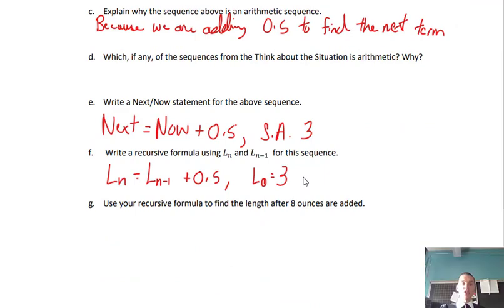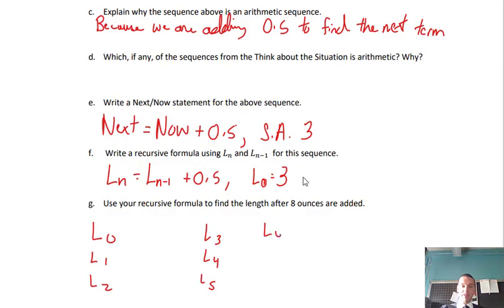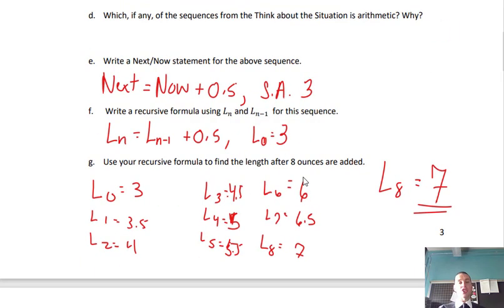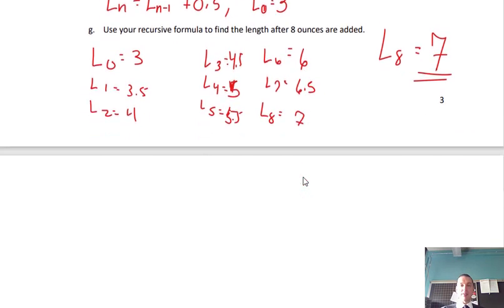You can see. So using the recursive formula, find the length after 8 ounces. You are going to have to find L sub 0, L sub 1, L sub 2, L sub 3, and so on. Please pause the video and do that. And you should have gotten L sub 8 to be 7.